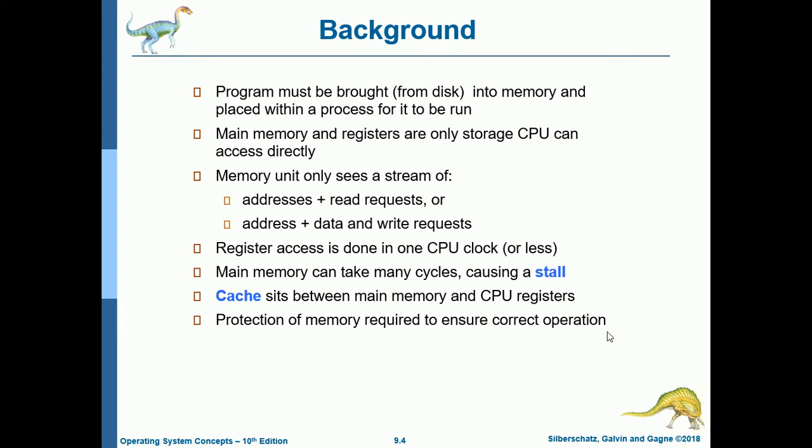Register access is done in one CPU clock or less. Main memory can take many cycles, causing a stall. So why does the main memory cause a stall? Because, of course, in comparison with the speed of the CPU and main memory, the CPU is relatively faster than main memory.